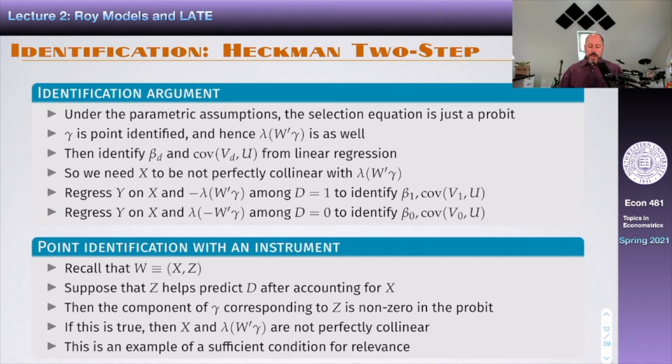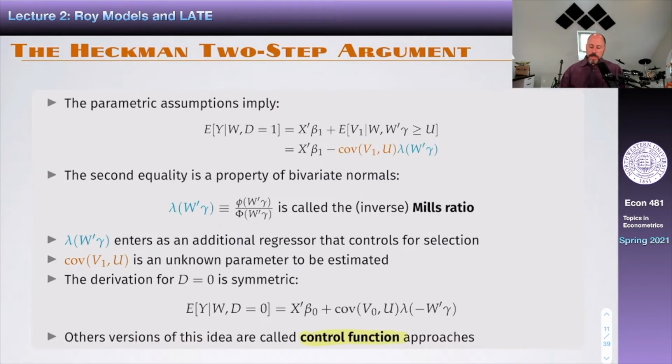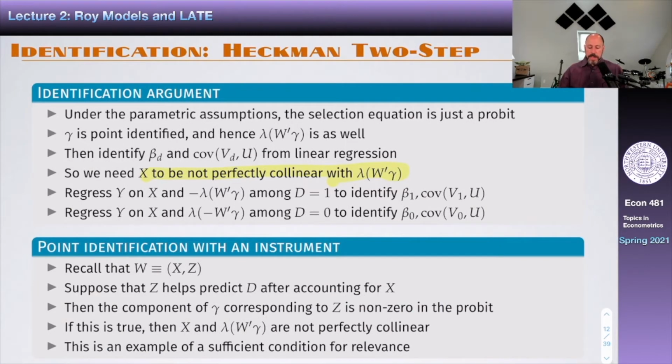And in order to do so, we need X not to be perfectly collinear with the Mills ratio. And the reason is kind of obvious, because we're in a regression where both terms show up here and here. So you need this to be correlated, not perfectly collinear. Okay. So when you have an instrument, the idea is that these two are not going to be perfectly collinear, because you have a term that depends on X and the other term depends on W. So if you have instruments that are not part of the X's, then that's going to give you enough variation here to have a reliable identification.